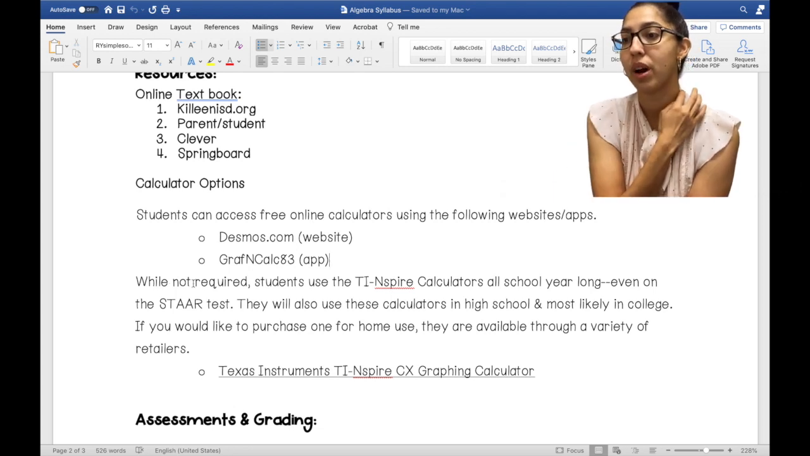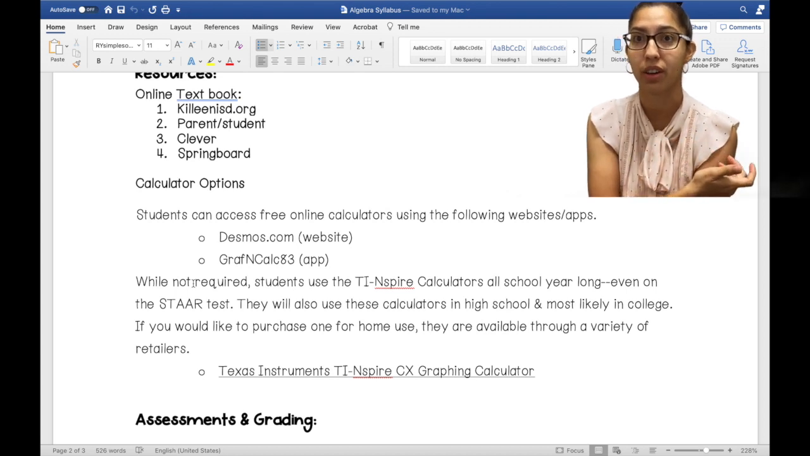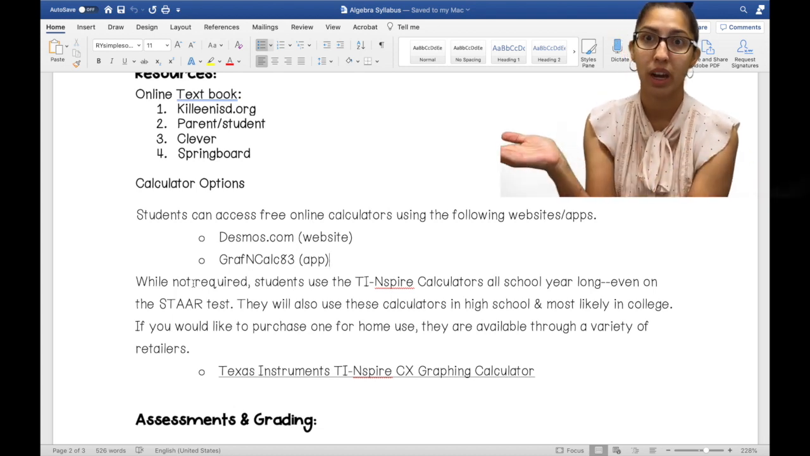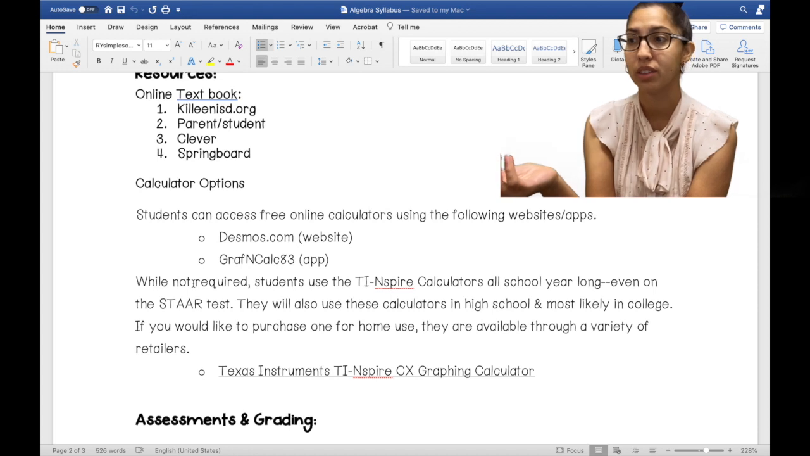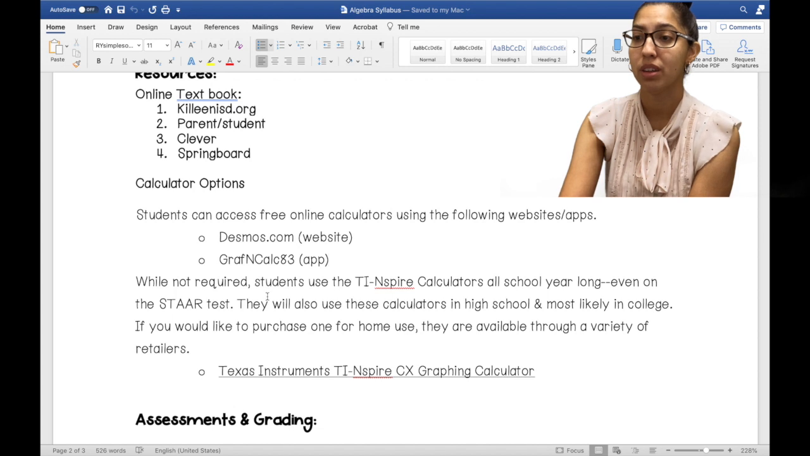Okay, so while not required, students do use the Inspire calculator all school year long here. Even on the STAR test, you get to use that calculator. It's a really good investment. You will use this calculator through high school and in college. So if your parents want to purchase you one, that's an option. They don't have to. It is kind of pricey, but I mean, it's a good investment.